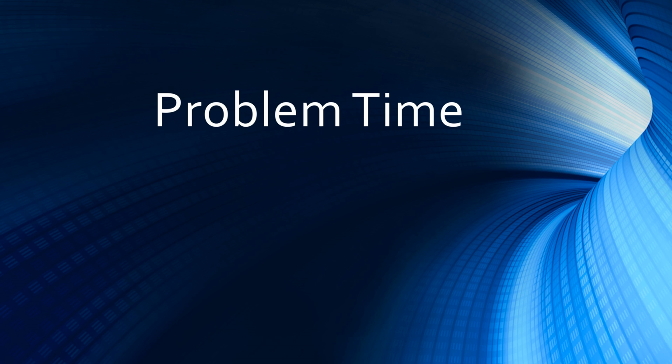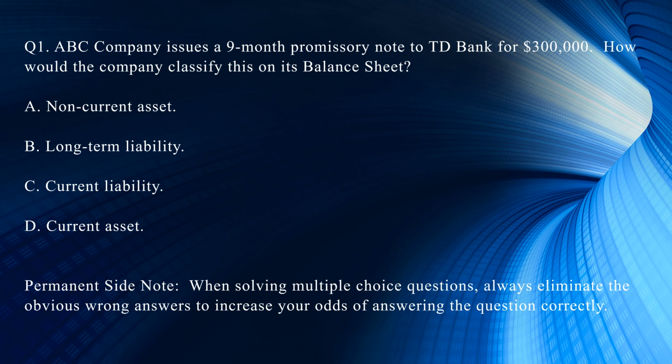Problem time. Question number 1. ABC Company issues a 9-month promissory note to HSBC for $300,000. How would the company classify this on its balance sheet? A, non-current asset, B, long-term liability, C, current liability, or D, current asset.